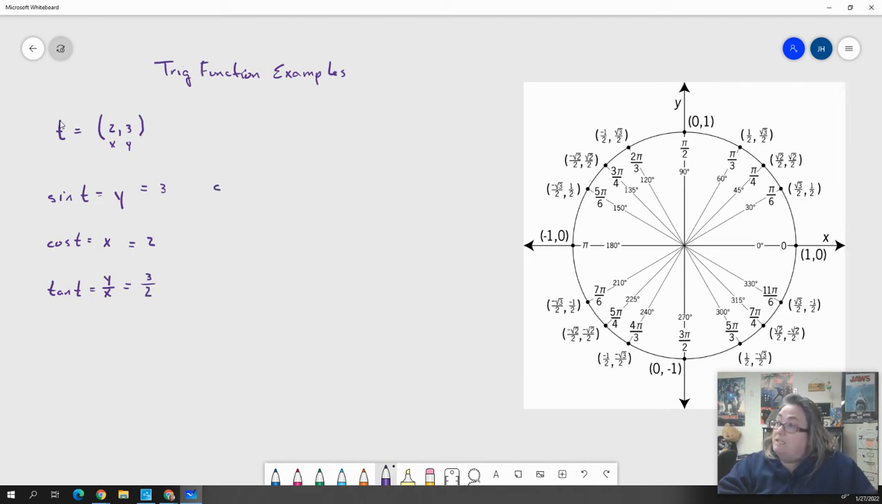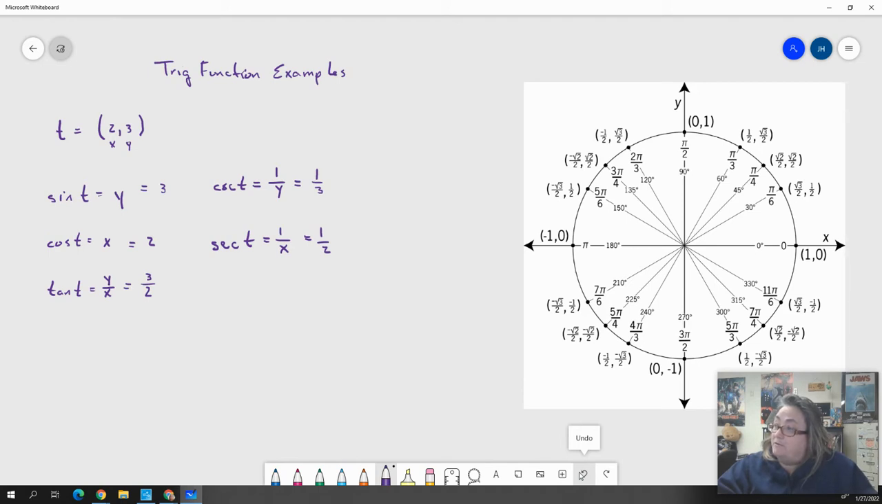Now, our cosecant of t, well, that is just the inverse of sine. It is 1 over y, which in this case is just going to be 1 over 3. Our secant is the inverse of our cosine. So secant of t is just going to equal 1 over our x value, which is 1 over 2.